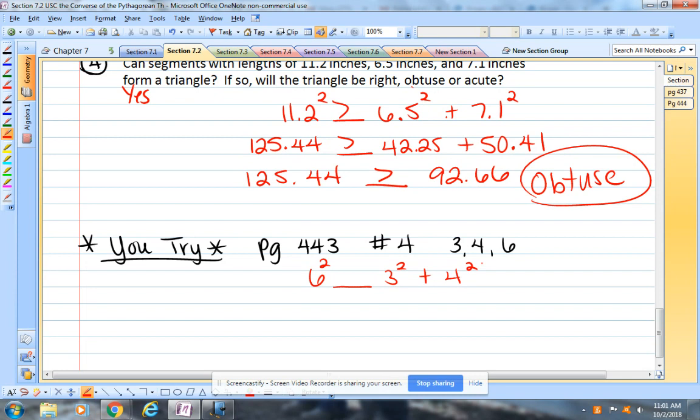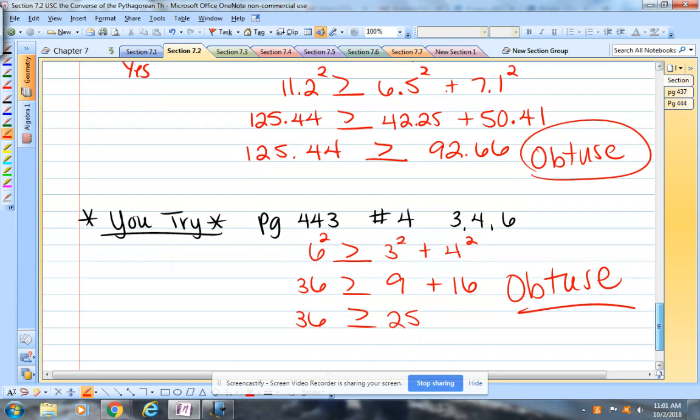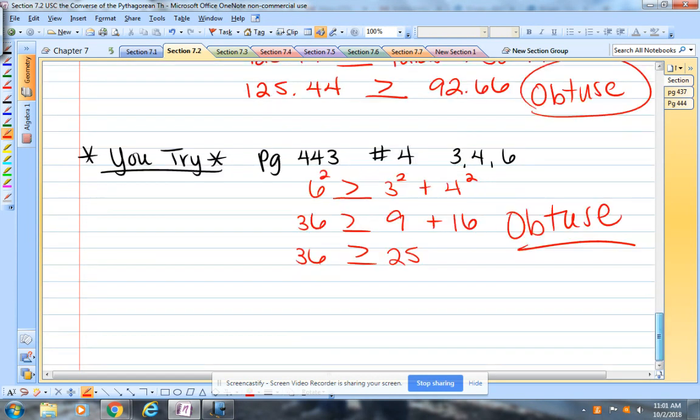Look at that. So, what is 6 squared? 36. And 3 squared? 9. 4 squared? 16. What is 9 plus 16? 25. So, what's 36 compared to 25? Let's say greater than or equal to. Greater than. So, what kind of triangle is here? Obtuse. Raise your hand if you said it was obtuse. Any questions? All right. So, we're going to end with our activity, and I'm going to shut off my recording. So, goodbye.